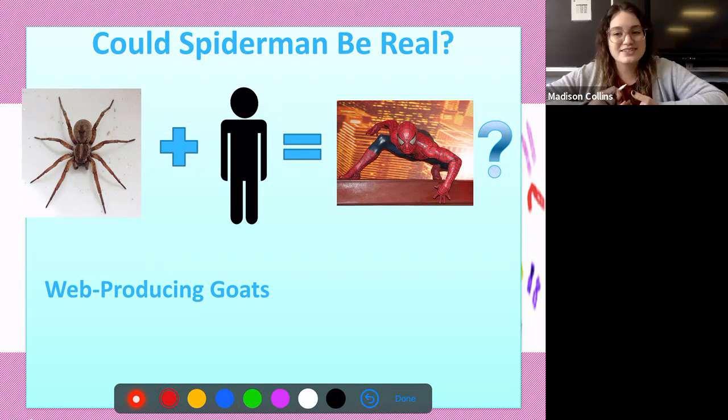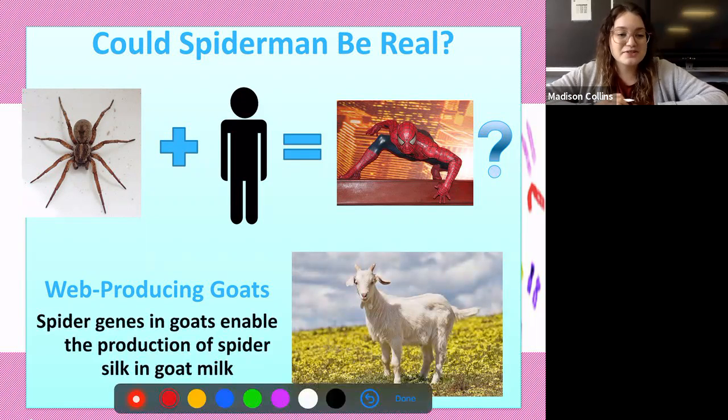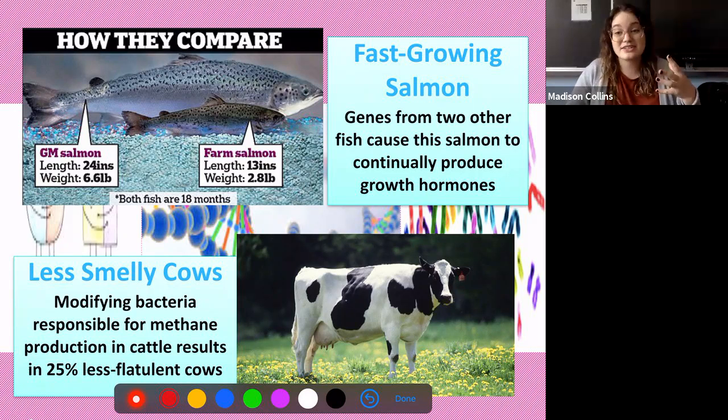So we haven't used a lot of this technology on humans just yet, but we have used it on goats. So we've actually created web-producing goats. We took these spider genes and actually inserted them to goats. So we can now have goats that produce silk in their goat milk. We've also done this with a lot of other organisms as well. We've used the same technique to create fast-growing salmon. We took genes from other fish that cause this salmon to continuously produce growth hormones, which means it's going to get bigger faster.